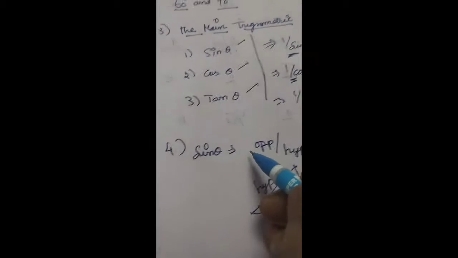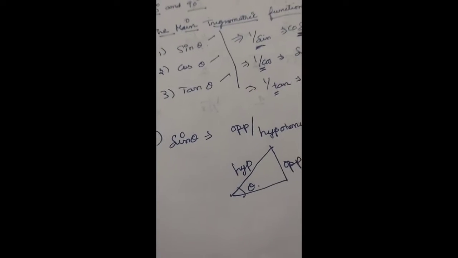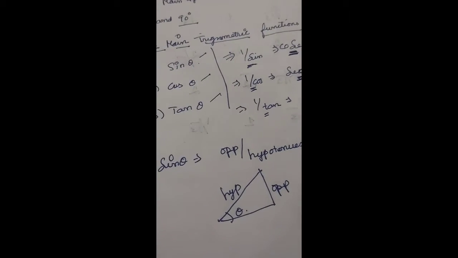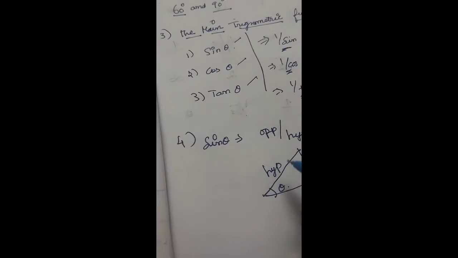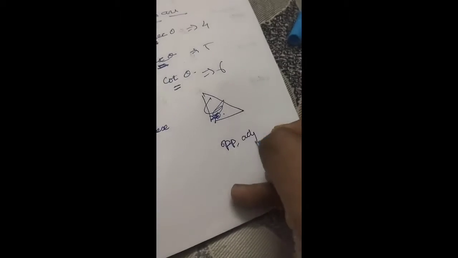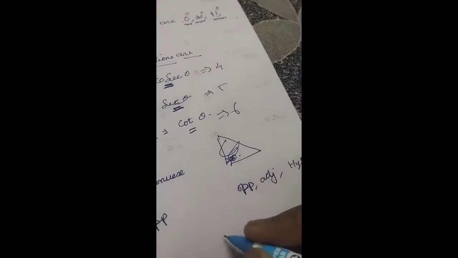Next we see sin theta, cos theta and tan theta, the main functions, in the right angle triangle. I will show you the accurate places and formulas in the right angle triangle on paper. Sin theta is equal to opposite by hypotenuse. This is the basic thing we need to memorize. Opposite, adjacent and hypotenuse are all related to the angle theta.